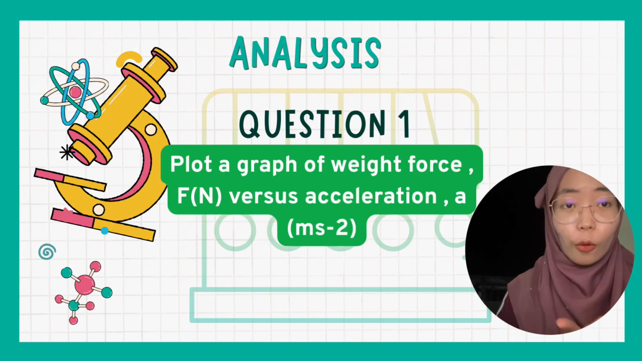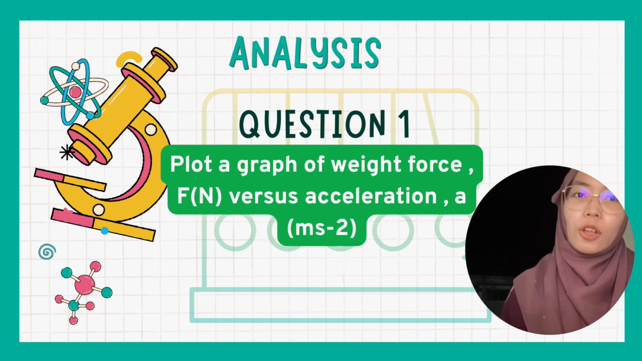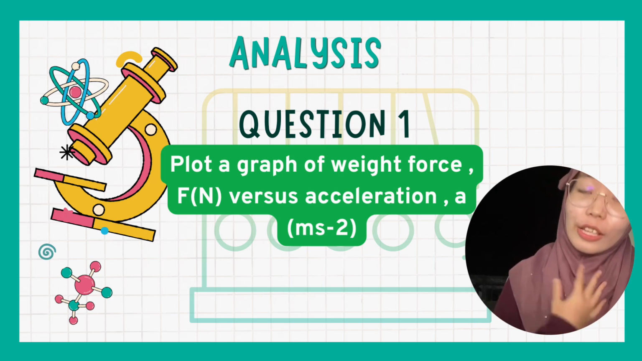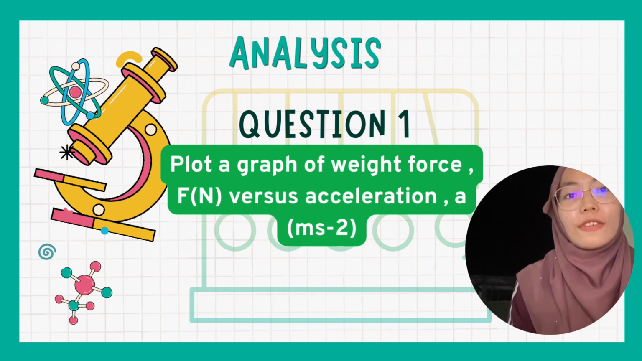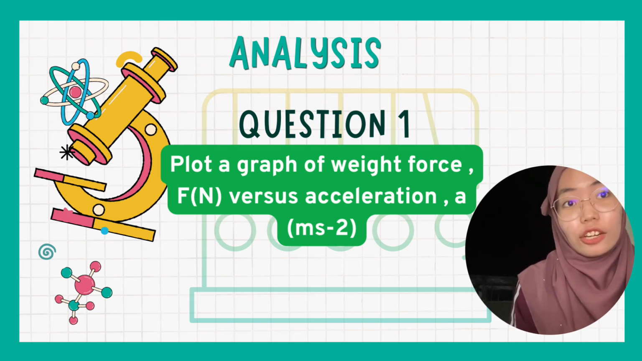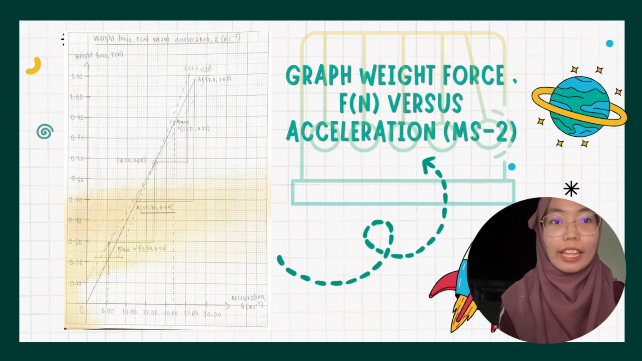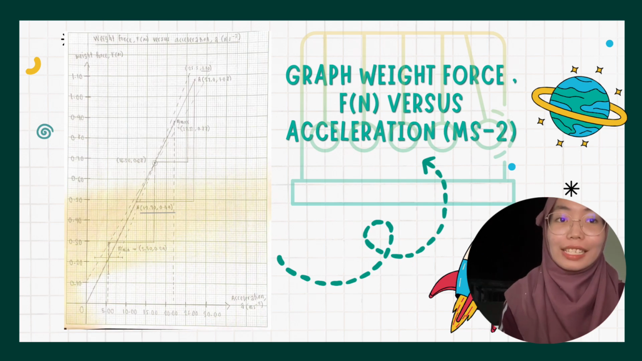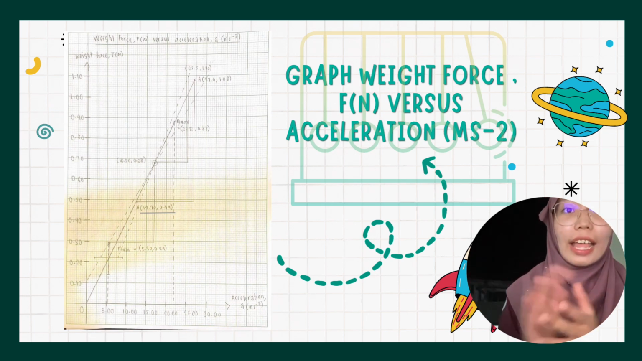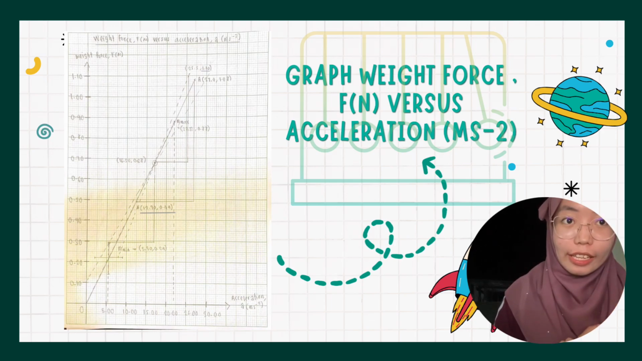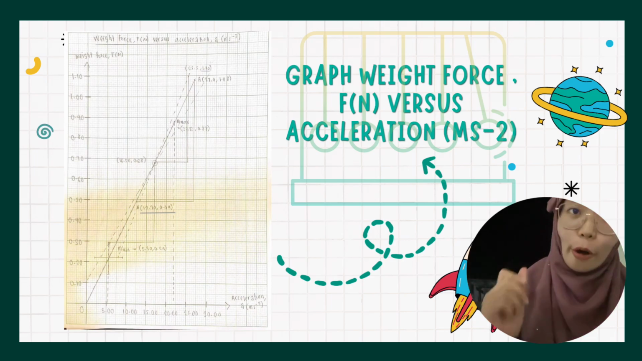Okay, so now we're going to talk about analysis question 1. What is analysis question 1? Analysis question 1 is to plot a graph of weight force F_N versus acceleration in ms^-2. This graph, weight force F_N versus acceleration in ms^-2. The graph I got has the gradient, maximum line, minimum line, and so on.